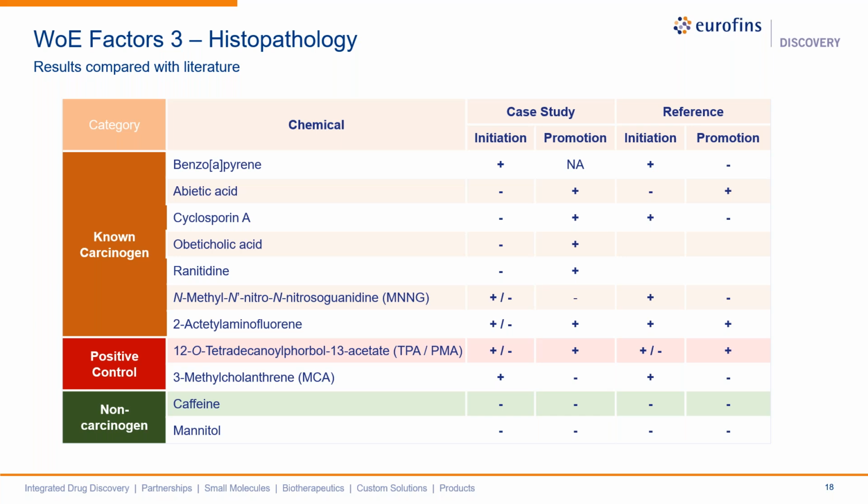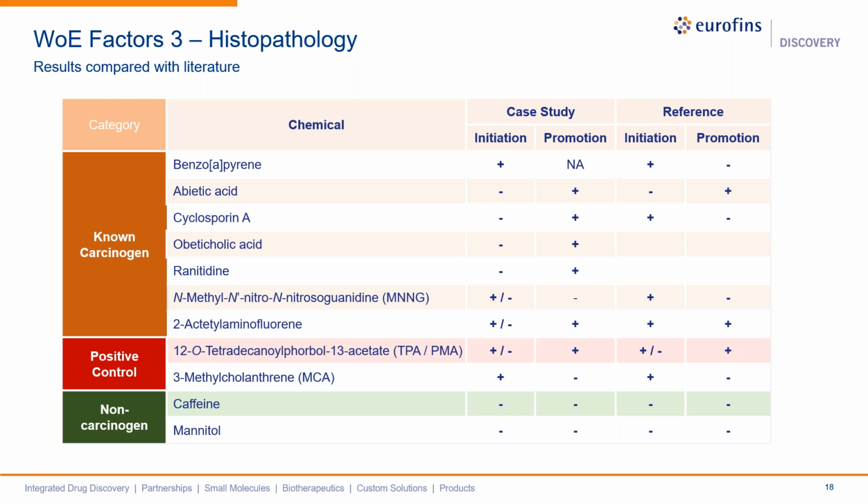And then, among the others, MNG and acetylaminofluorene demonstrated consistent alignment with established reference data across both experimental models. In the red row, you can see the positive control chemicals perform as expected. MCA confirmed initiation capabilities, while PMA validated our promotion models. Both controls align with literature findings, reinforcing our approach.